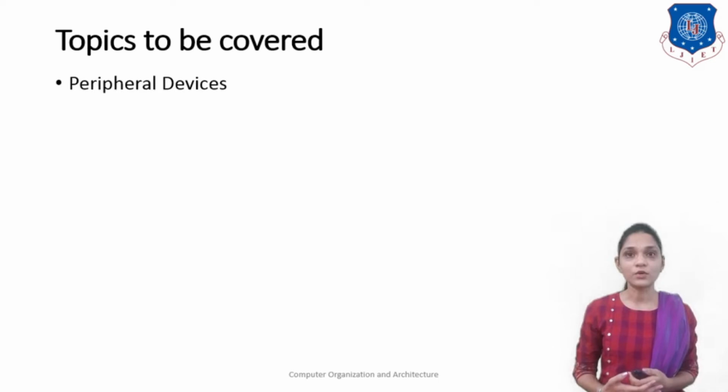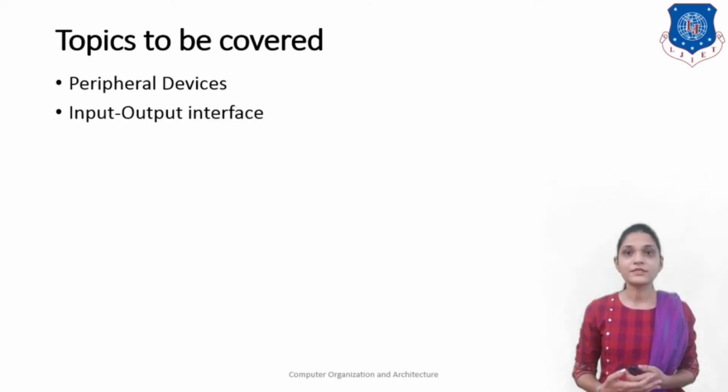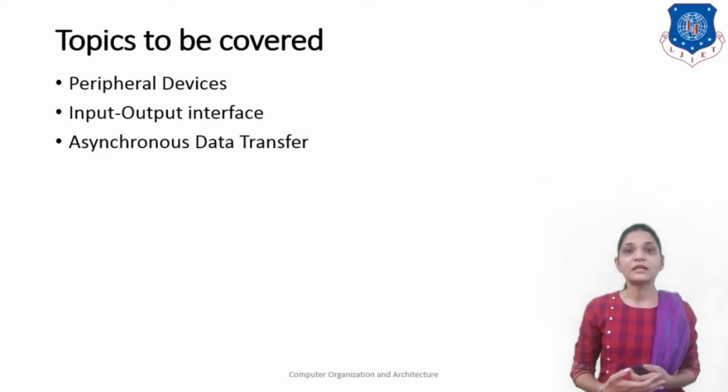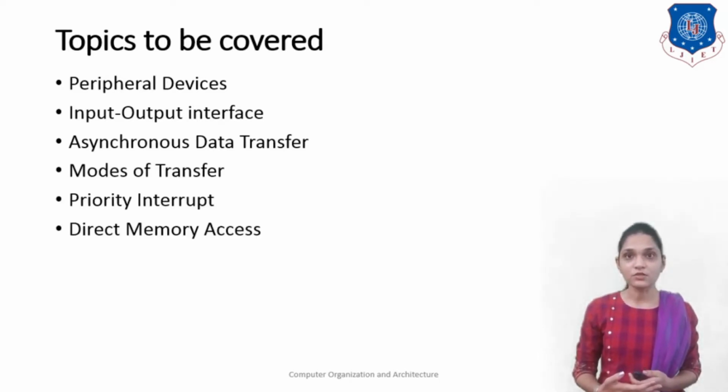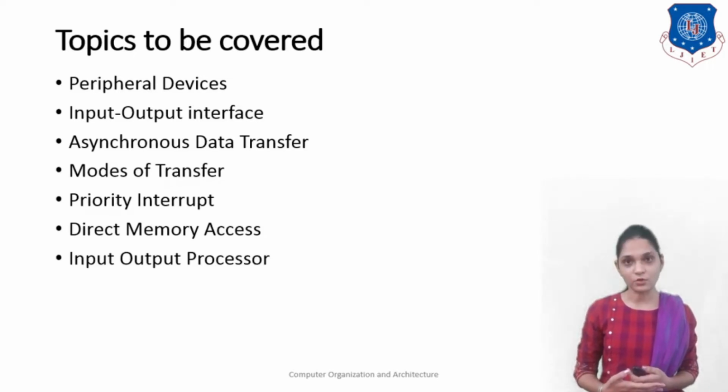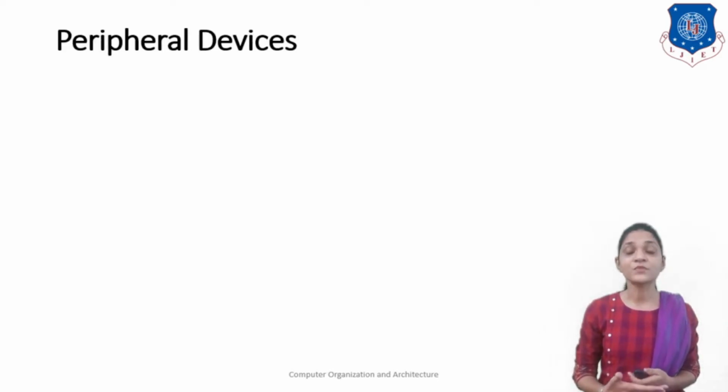We are going to cover topics like peripheral devices, then we will see input-output interface, then asynchronous data transfer, then we will see the mode of transfer, and in this mode of transfer we will see the priority interrupt, then we will see direct memory access and the IOP processor, or you can say input-output processor. So let us start with the first topic, that is peripheral devices.